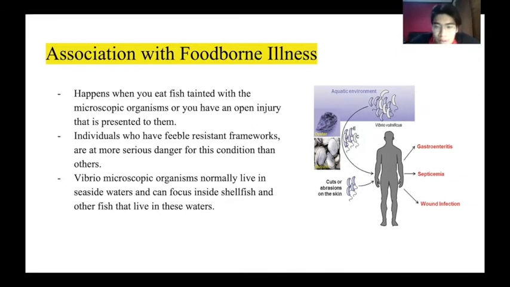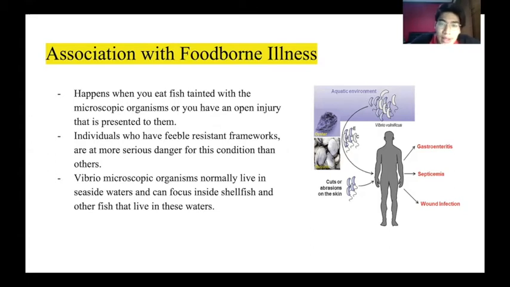First of all, I'm going to talk particularly about Vibrio vulnificus, a foodborne disease that happens when you eat fish tainted with the microscopic organisms, or you have an open injury that is exposed to them. The microbes are every now and again found in clams and other shellfish in warm coastal waters throughout the late spring months. Individuals who have weakened immune systems, particularly those with long-term or chronic liver illness, are at more serious danger for these conditions than others.